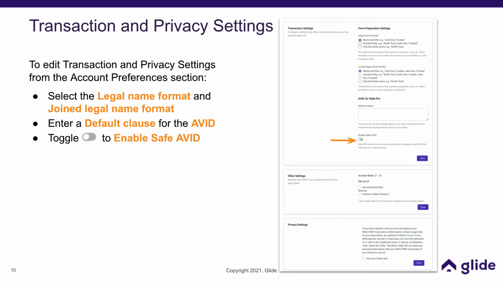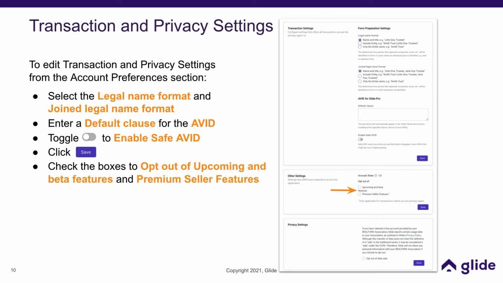Also with a Glide Pro account, you can turn the toggle on to enable the Safe AVID in Glide, which will provide you with a semantic analysis of any of the common wording that should not be used when filling out the AVID. If you make any adjustments to these options, click Save before continuing.